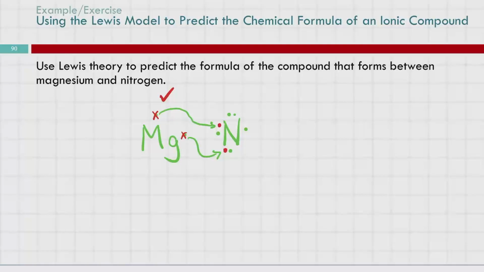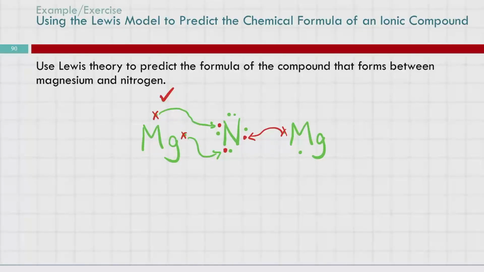Is nitrogen happy? Not quite. What does it need? 1 more electron. Where could it get another electron from? Another magnesium. So another magnesium is going to have 2 valence electrons. It can give away one of those electrons to nitrogen.